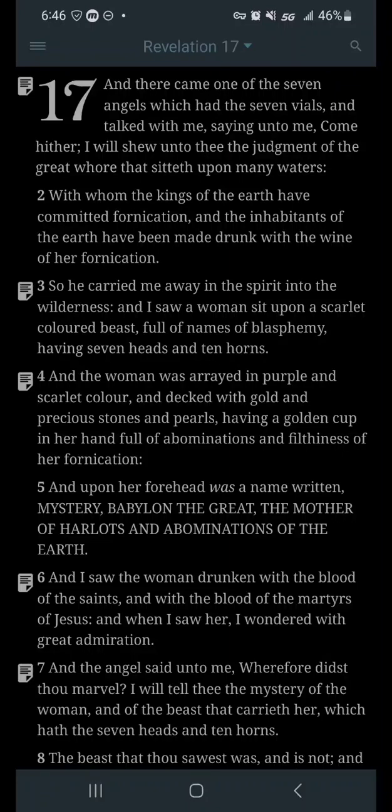Let me jump down to Revelation 17 and 3, let me just read through it. So he carried me away in the spirit into the wilderness, and I saw a woman sit upon a scarlet colored beast, full of names of blasphemy, having 7 heads and 10 horns. And the woman was arrayed in purple and scarlet color, and decked with gold and precious stones and pearls, having a golden cup in her hand, full of abominations and filthiness of her fornication, and upon her forehead was a name written, Mystery Babylon the Great, the mother of harlots and abominations of the earth.